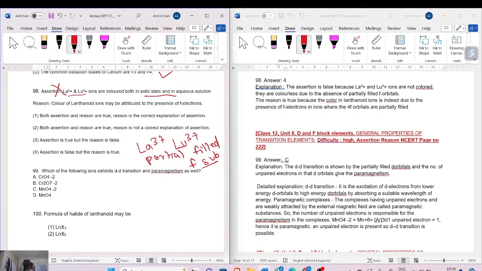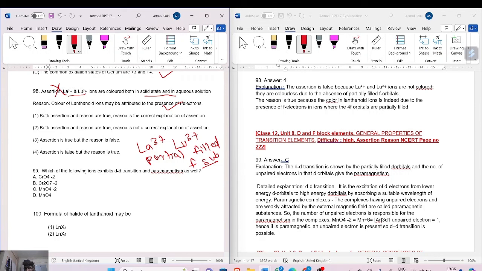Okay, and the reason is the color of the lanthanoid ion may be attributed to the presence of f electrons. Yes, this is absolutely correct, because the color of the lanthanoid ion will be shown by the unpaired f electrons. When there is an unpaired f electron, it will show color. Okay, so this is correct.